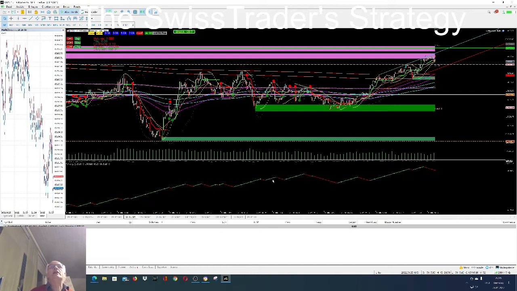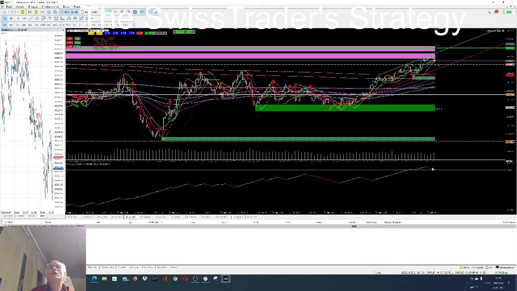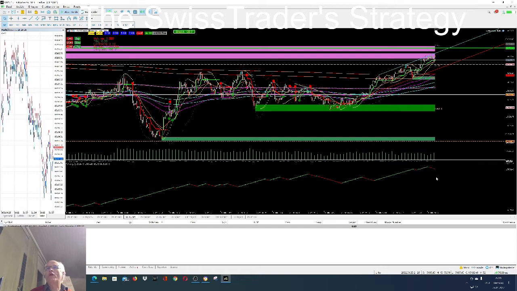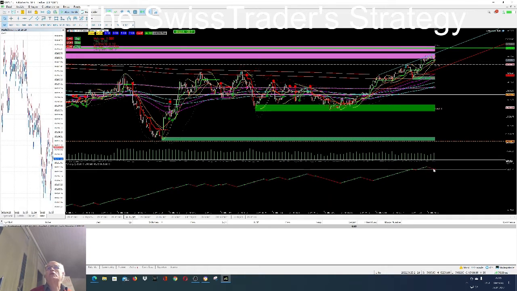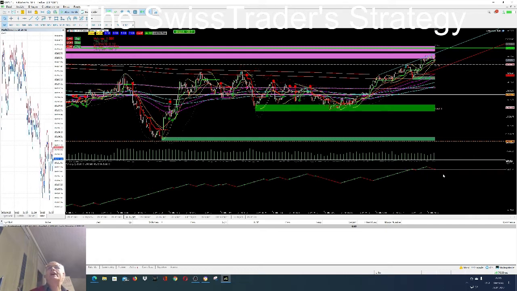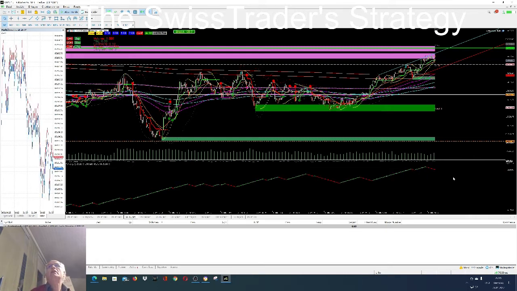Here in the Renko, you don't have a downtrend yet. You have to have a higher low for a downtrend. You don't have it here, so you don't go short at this position.